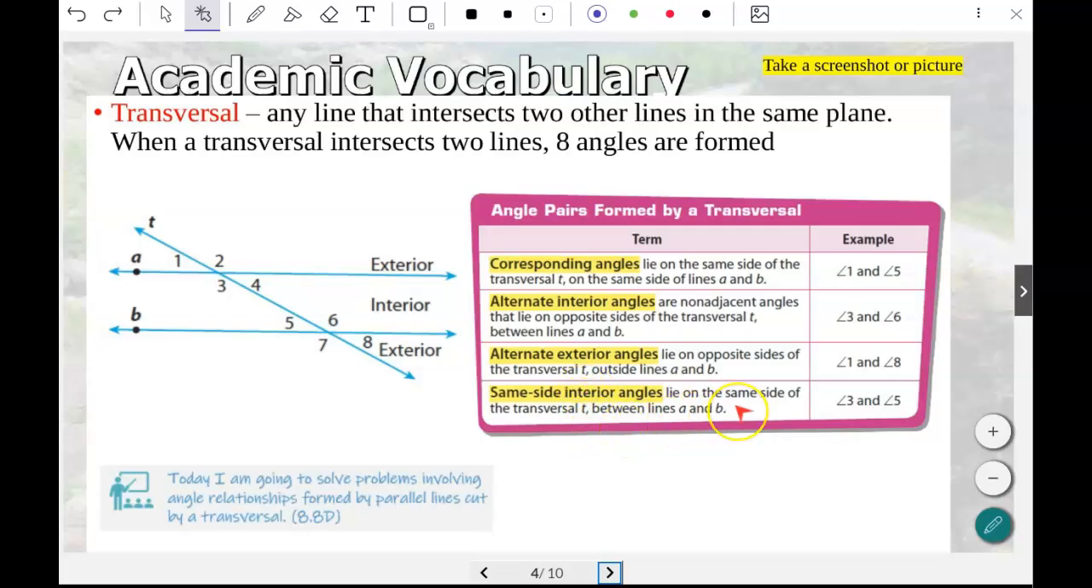The same side interior angles lie on the same side of the transversal T between lines A and B, 3 and 5. Now, hopefully you can tell they are not the same size, but they do add up to 180 degrees. That's another important part of these angles, like 3 and 4 will add up to 180, 1 and 2. Then you also have these vertical angles, like 2 and 3, 1 and 4. So lots of different angle types.